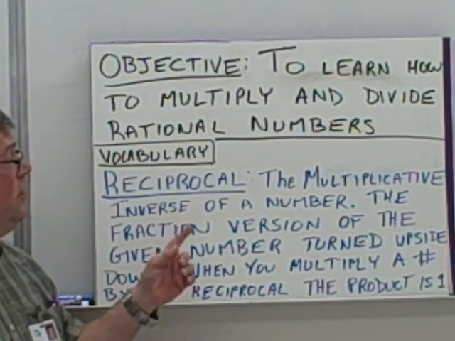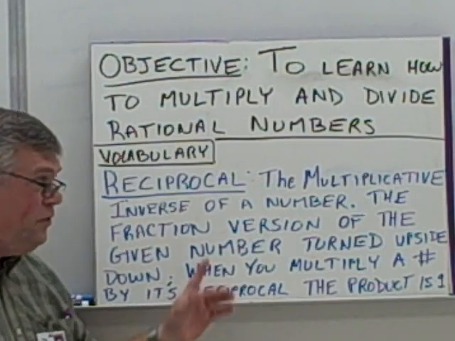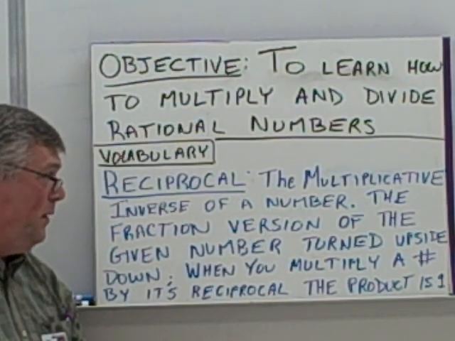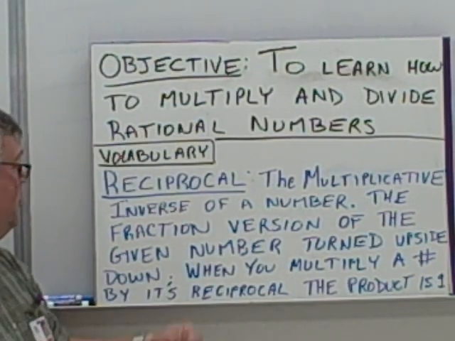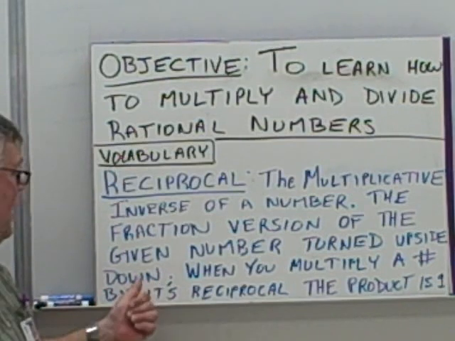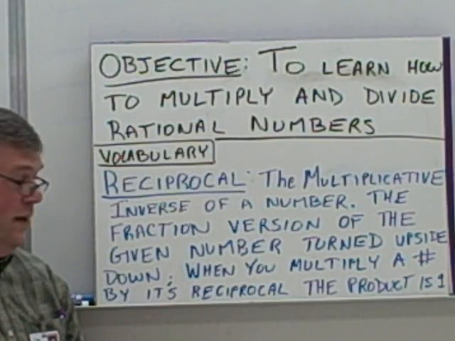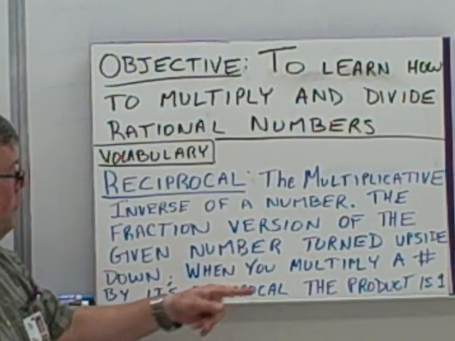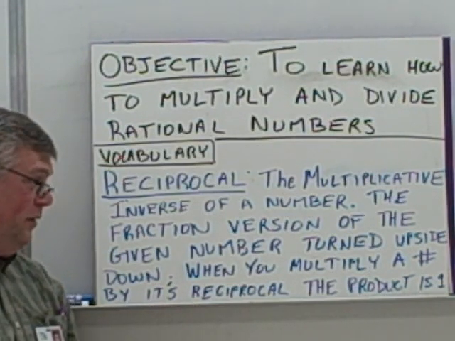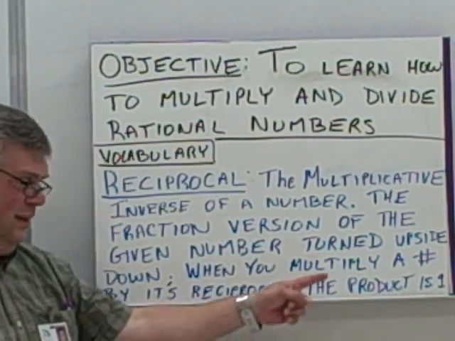Reciprocal. Reciprocal is the multiplicative inverse of a number. The fraction version of the given number turned upside down. That's another way of putting the multiplicative inverse of a number. When you multiply a number by its reciprocal, the product, or answer, is 1.